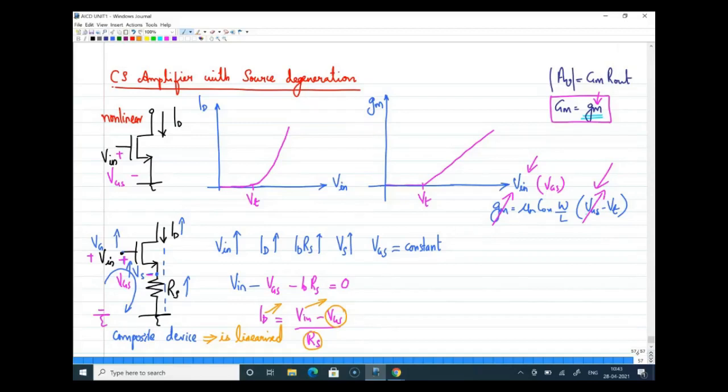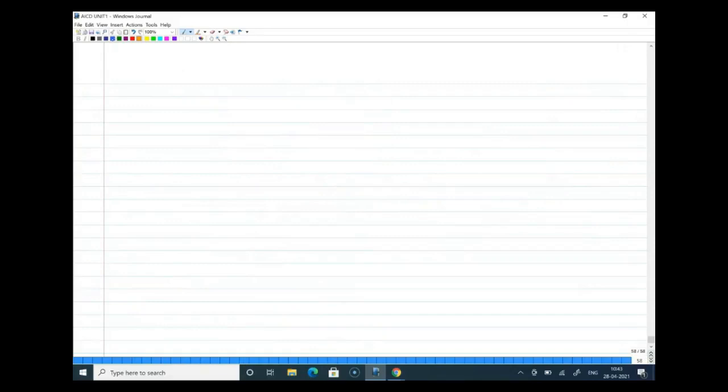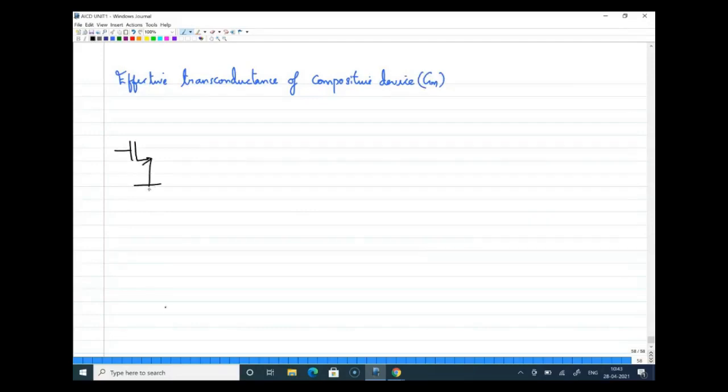Now, let me find for this circuit what is the capital GM. Why do I need to find that separately? Because for all the previous cases when you had a single MOSFET with the source connected directly to ground, the effective transconductance was the gm of that device itself. Now we need to find the effective transconductance of this composite device, which is GM of this device. So how will I find that? So this is the MOSFET.